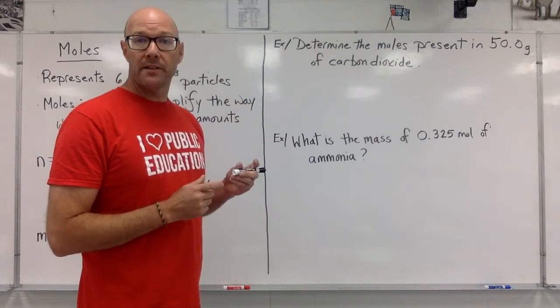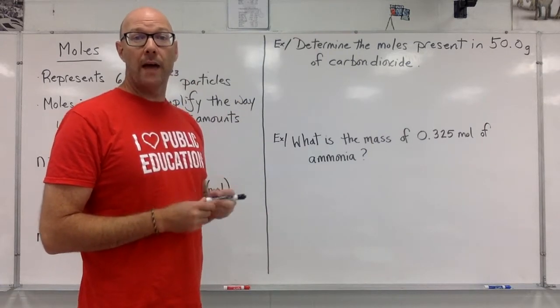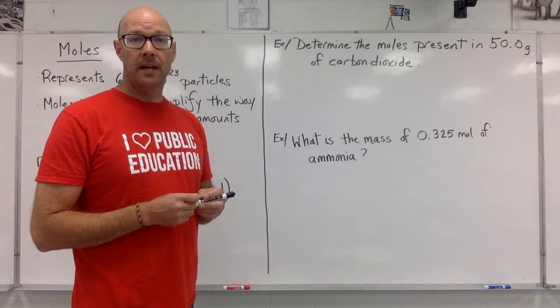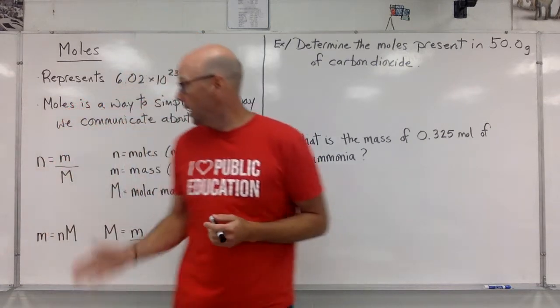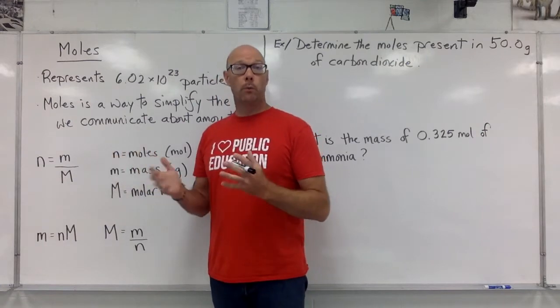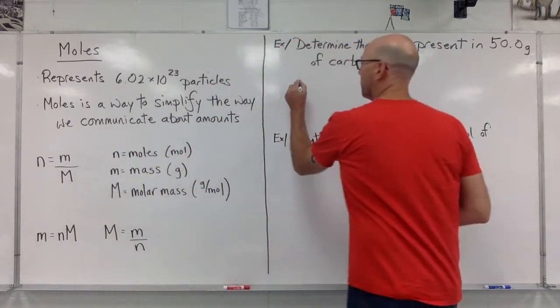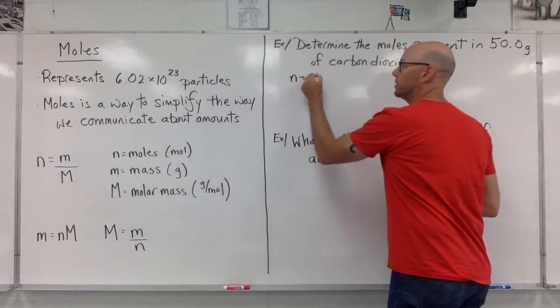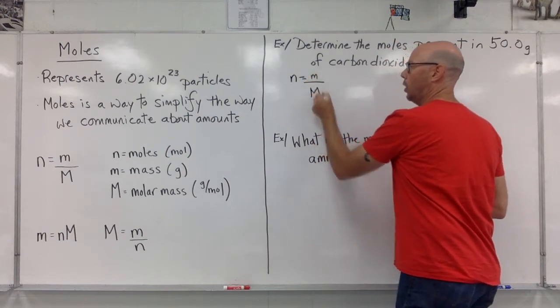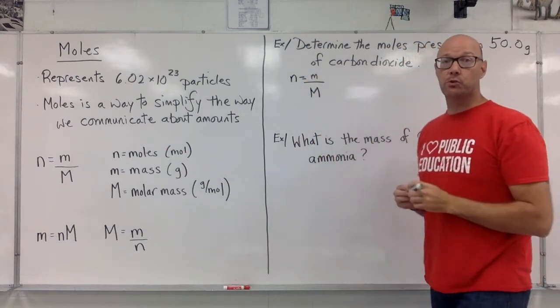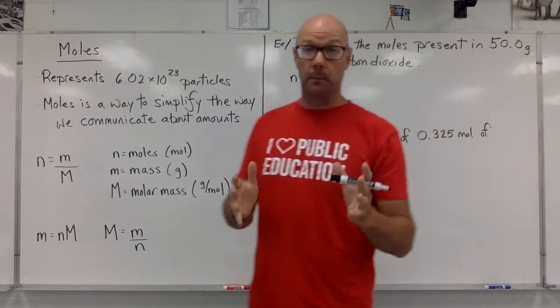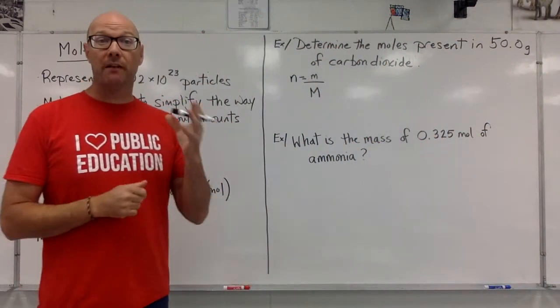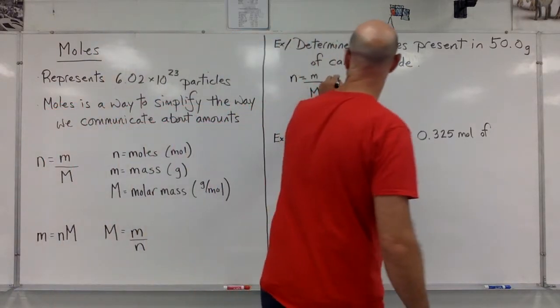Determine the moles present in 50.0 grams of carbon dioxide. This is saying determine the moles. Calculate the moles. How many moles is it? It's mass over molar mass. Moles is the mass over the molar mass. The mass is right in the question, 50.0 grams. That's really important. We need it to be in grams. We have 50.0 grams.